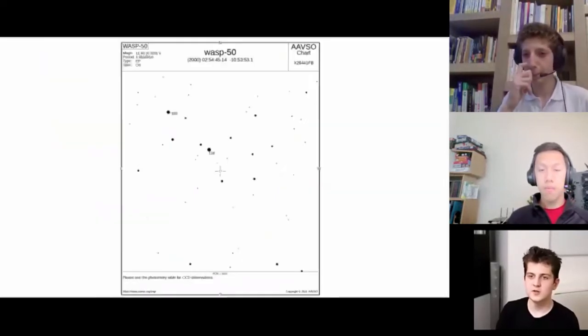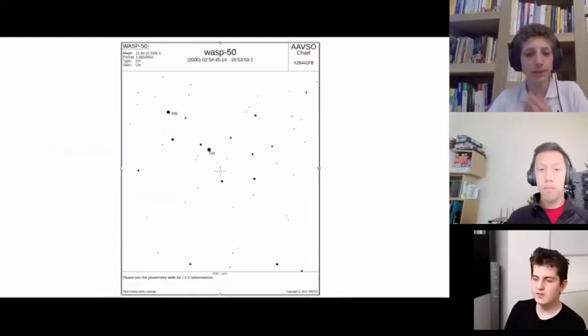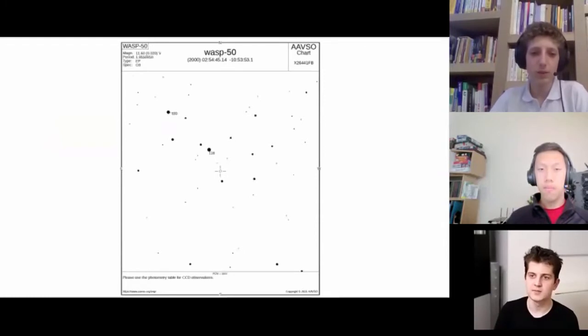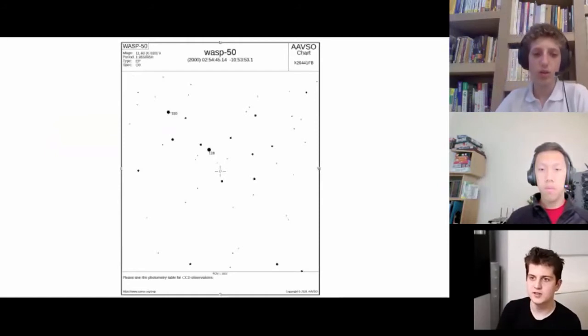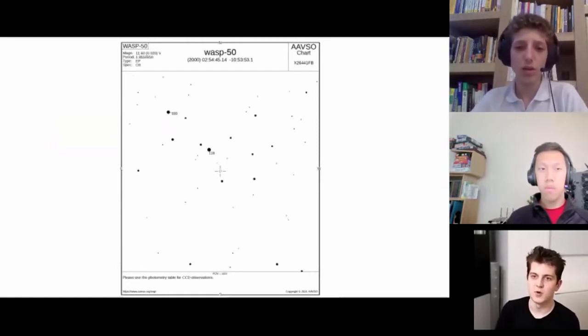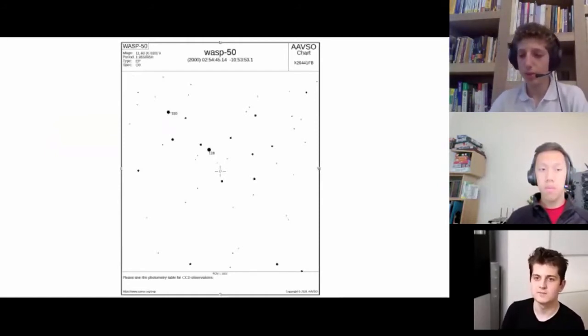Here you can see a two-dimensional layout of WASP-50, the host star of the exoplanet we're studying, and other stars near it. This star chart was created by the American Association of Variable Star Observers Variable Star Plotter, and it shows us which comparison stars are viable and near WASP-50. WASP-50 is located at the center with the plus sign, and the comparison stars which we were suggested have numbers next to them, 116 and 120.